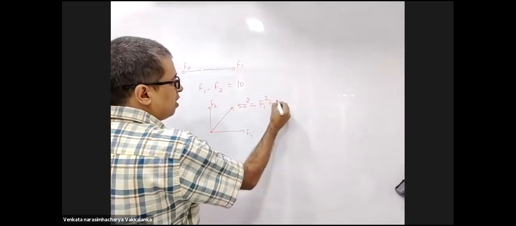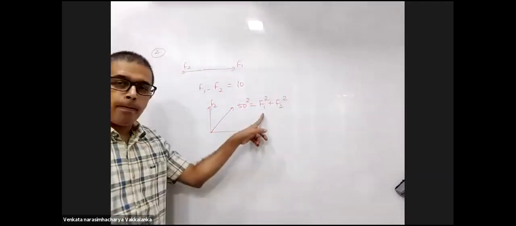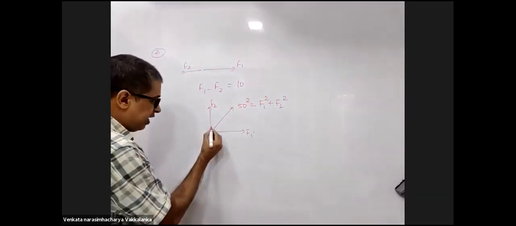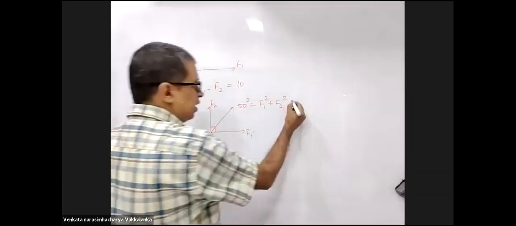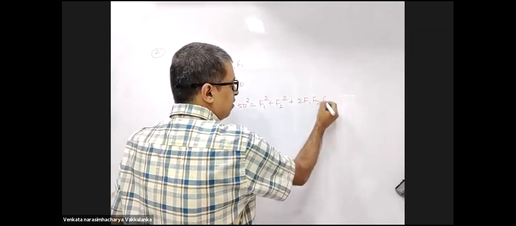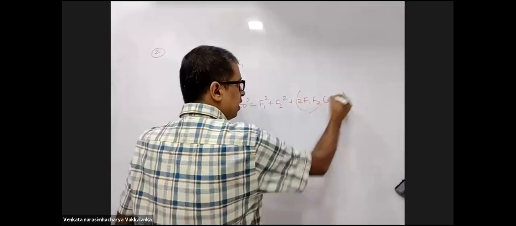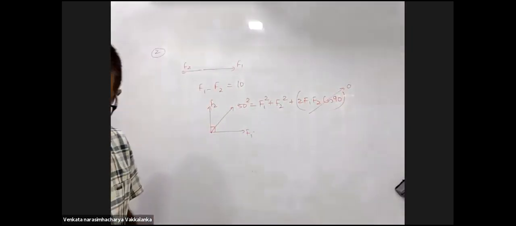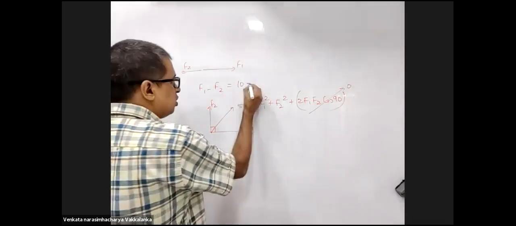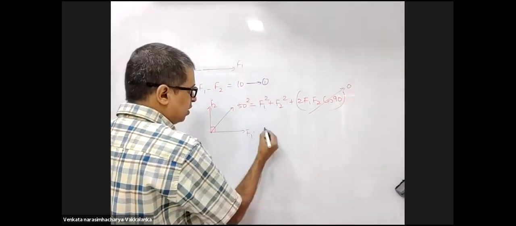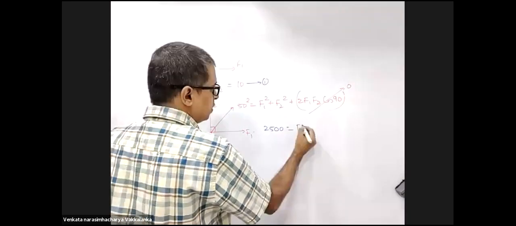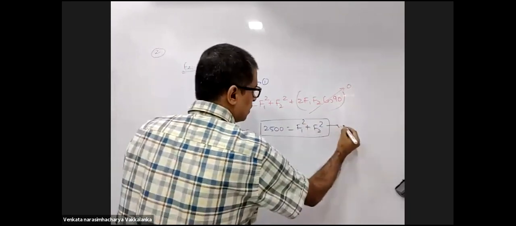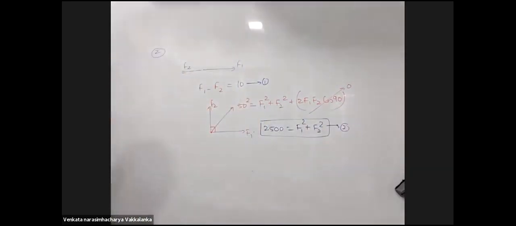50 square will be F1 square plus F2 square. Parallelogram law or Pythagoras theorem, anything will do, it's the same. Plus 2 F1 F2 cos 90, hence this will be 0. So this is my first equation, F1 minus F2 equals 10. This is my second equation: 2500 is F1 square plus F2 square.